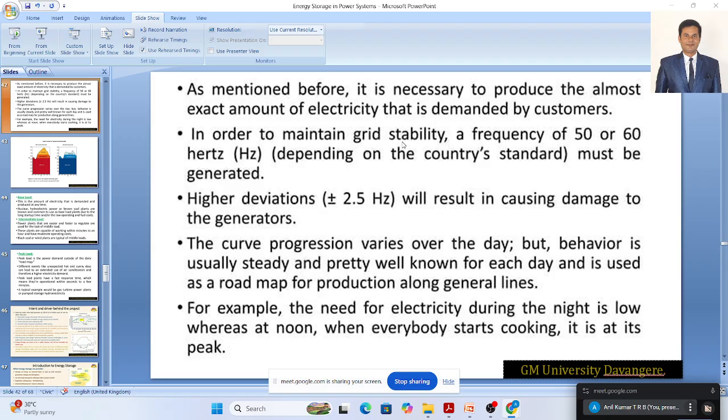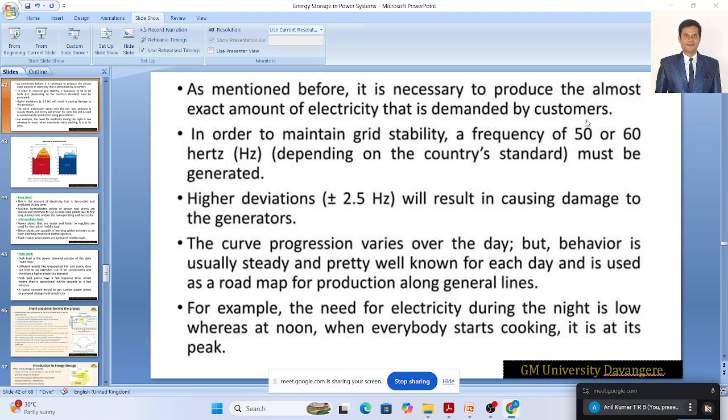Okay, so to maintain this frequency, we have to keep the grid stable. If there is no grid stability, this frequency will not come. So what is the meaning of that actually? If you don't maintain the grid stability, what exactly will it tell us? How can we understand this point actually?